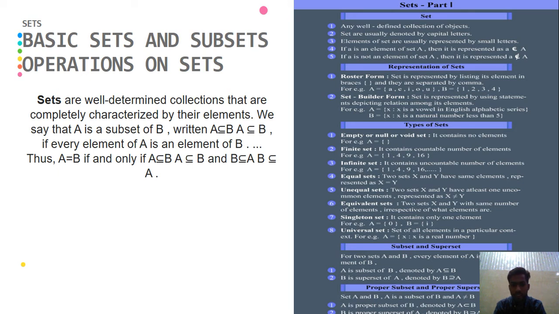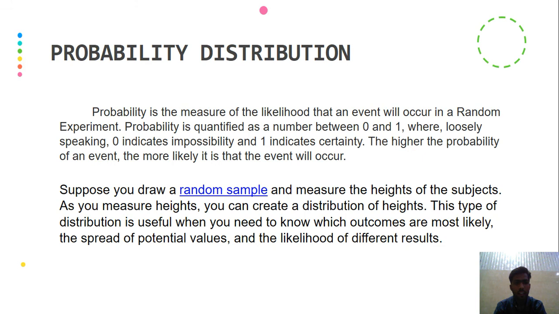Types of sets. There are many types of sets: empty or null set, finite set, infinite set, equal set, unequal set, equivalent set, singleton set, and universal set. Now we go on to subset. So what is a subset? For two sets A and B, every element of A is also an element of B. Proper subset and improper subset.